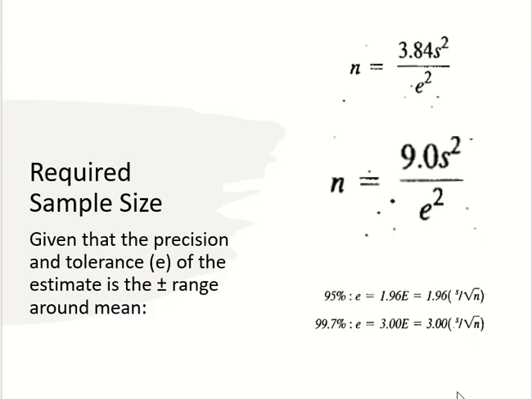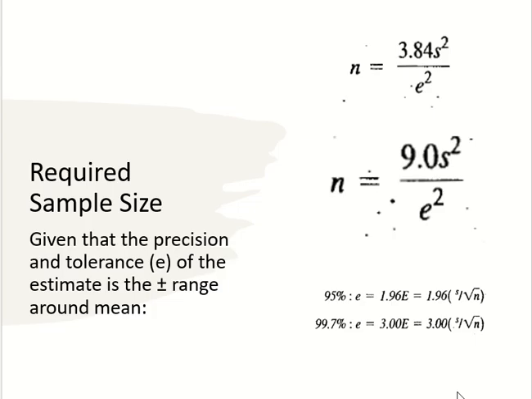Clear? Any questions? Okay. This is for how much confidence level? 95%. Okay. If I change the confidence level, then this number will change. E will remain. This number will change. So again, this whole thing will become small e.